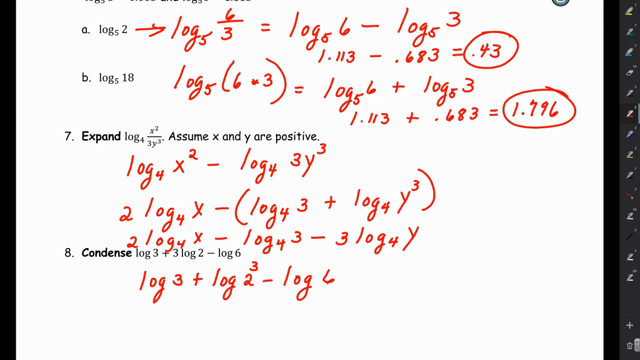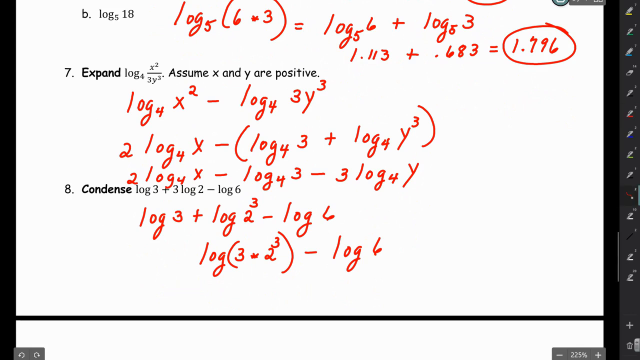And then I have addition between the first two. To condense them, it's going to become multiplication between those first two. So we're going to have log of 3 times 2 cubed minus log 6. And when we have subtraction between, that's going to be division when we condense the log. And if we do 3 times 2 cubed, that gives us 24, divided by 6, that gives us 4. So our final answer here is log 4.